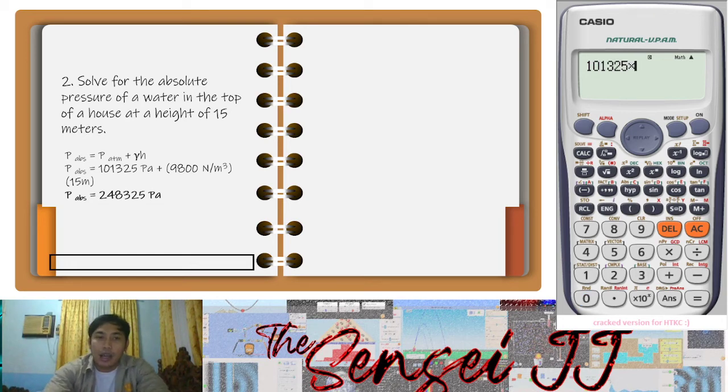101,325 plus 9,800 multiplied by 15 meters. Okay, so we have here the 248,325 Pascal answer. So we have solved the value of our absolute pressure at the top of the house. Okay, so let's proceed to another example, which is example number 3.